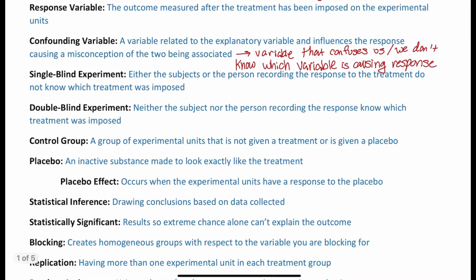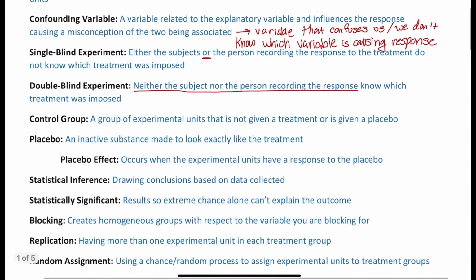And now we get into blinding. So single blinding is either the subjects or the person recording the response do not know which treatment was imposed, which is great for generalizing about populations and establishing cause and effect relationships. But what we really want is this double blind experiment where neither the subject nor the person recording the response know which one. So if I was doing an experiment, I wouldn't know which treatment I was giving you guys, and you wouldn't know which one you were receiving. Only an outside third party would know this.